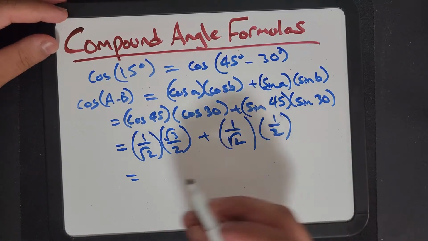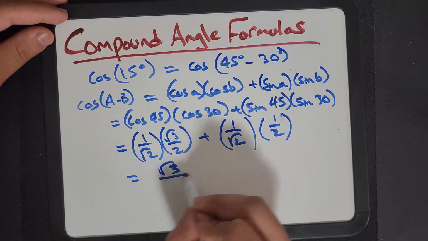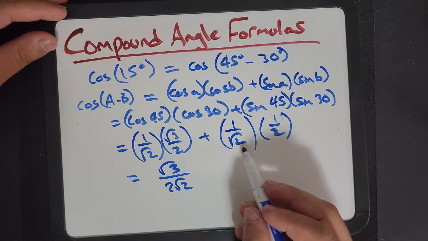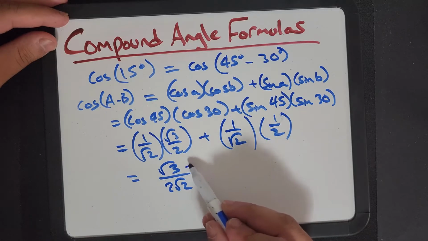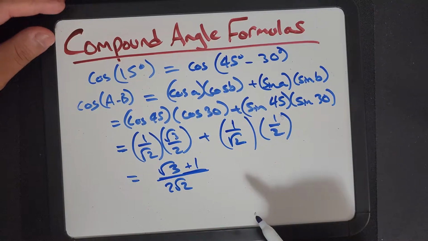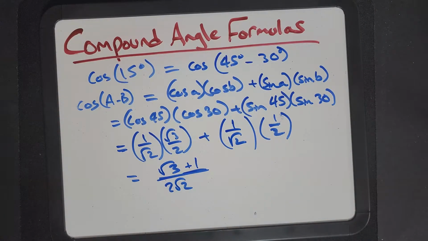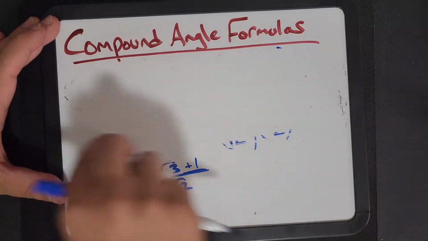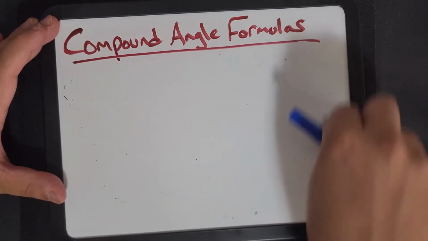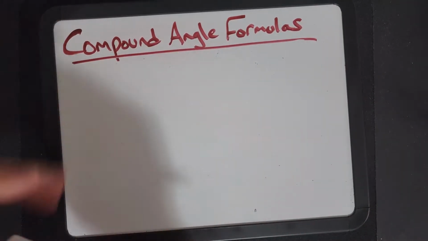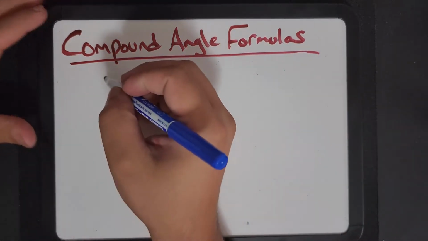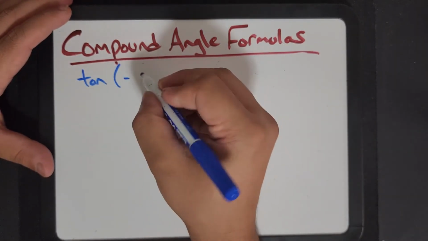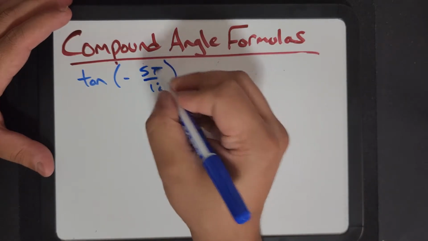So we can simplify all this and get root 3 over 2 root 2. That's also 2 root 2, but that's 1, so that's plus 1. Oh, that's easier. And there you go. So, let's do another one. Let's do tan of negative 5 pi over 12.